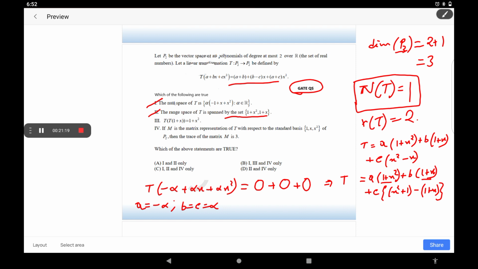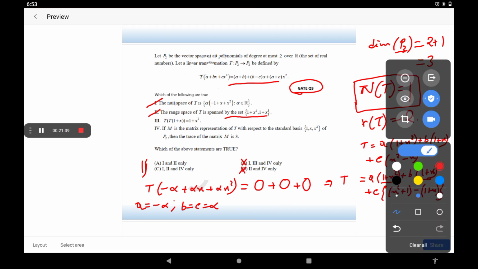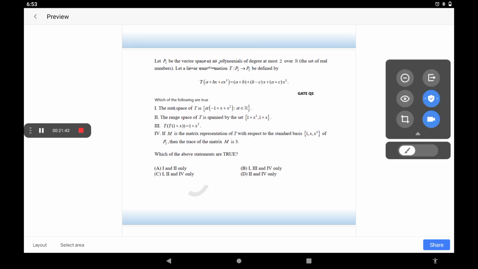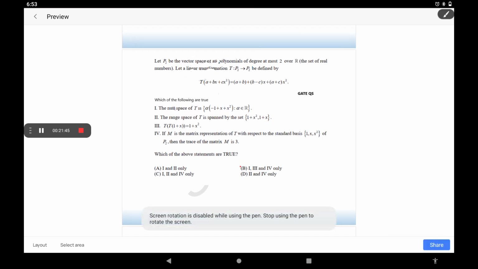Now when these two are correct, just look at the options given. 1, 2; 1, 3, 4. No, that is wrong because 2 is correct. 2, 4. No, 1 is also correct. So 2 options are gone. Now we have to look at option 3. So we have this one not true, this one not true. Now what about option 3?